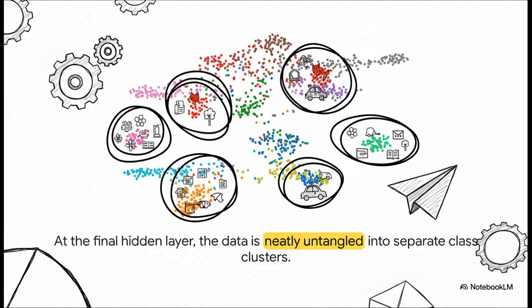And then at the very last layer of the network, look at that. It's honestly beautiful. Each color has formed its own tight, distinct little island. The paper is completely flat. Now the AI can just draw a simple line and say, okay, everything over here is a cat and everything over there is a car. It's an incredible visualization of the whole process.